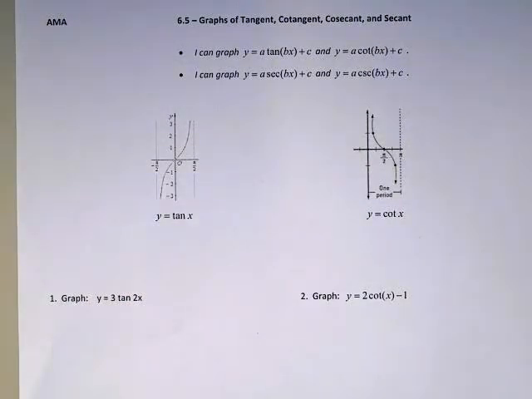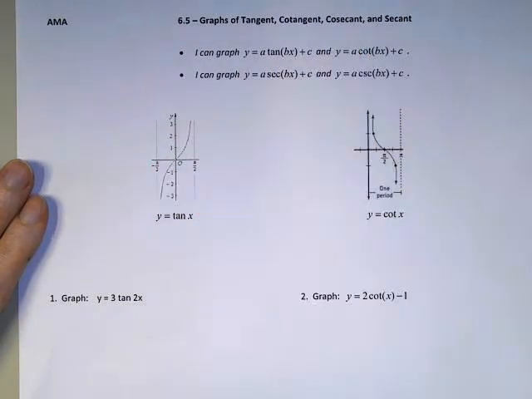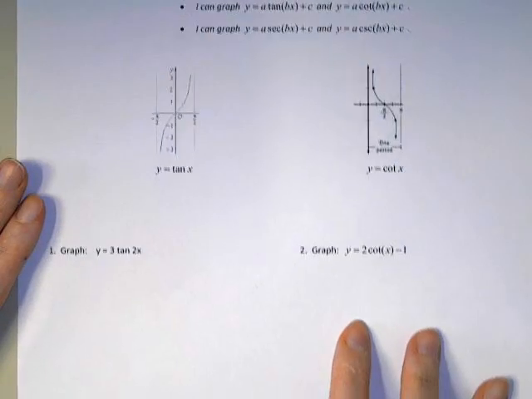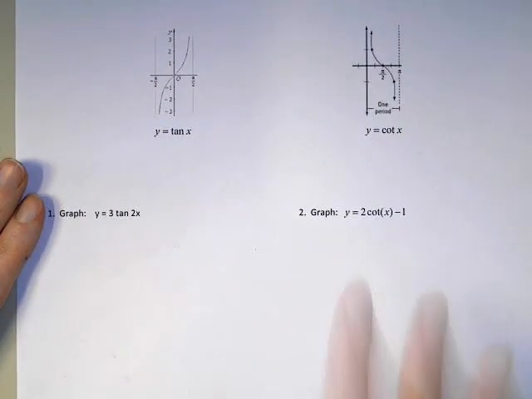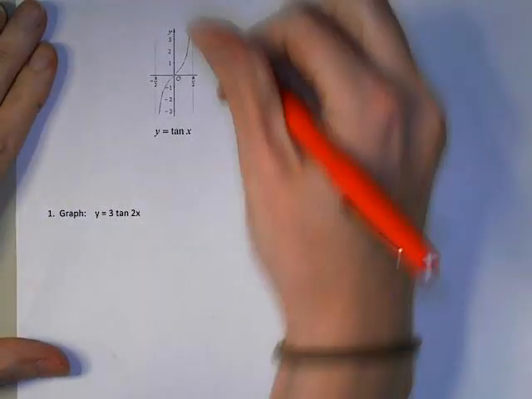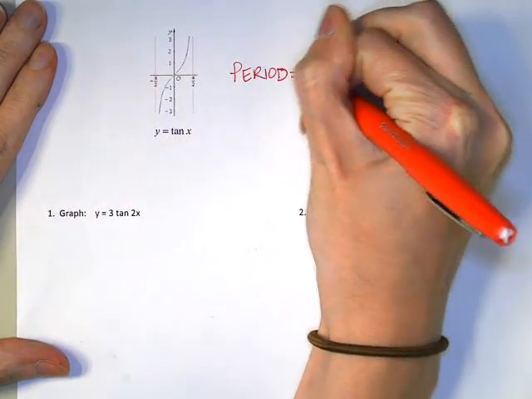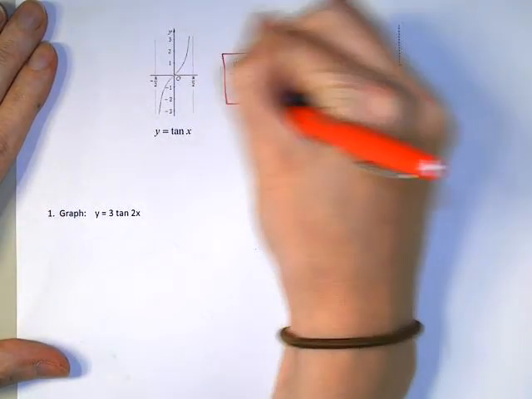In this section we're doing a lot. We are doing graphs of tangent, cotangent, cosecant, and secant. So let's start with tangent and cotangent. And the first difference here between sine and cosine graphs is the period. So the period for tangent and cotangent graphs is actually pi, not 2 pi.